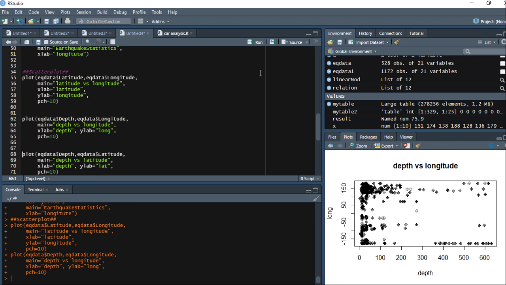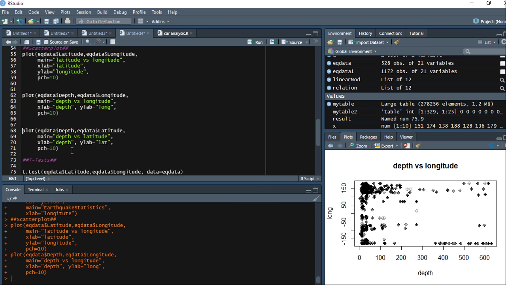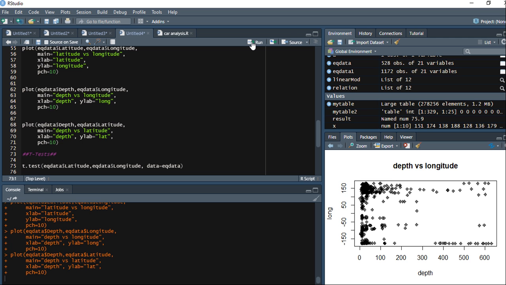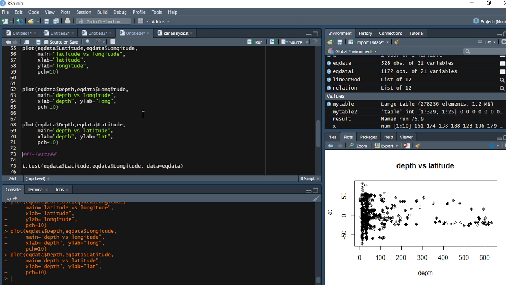Here is the next scatter plot. Here we are considering depth and longitude. On the x-axis we have the longitude, and on the y-axis we have the depth. And here we have the depth versus latitude.